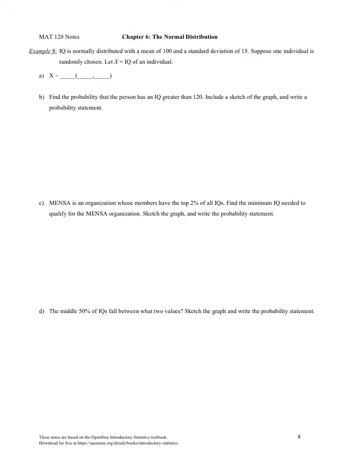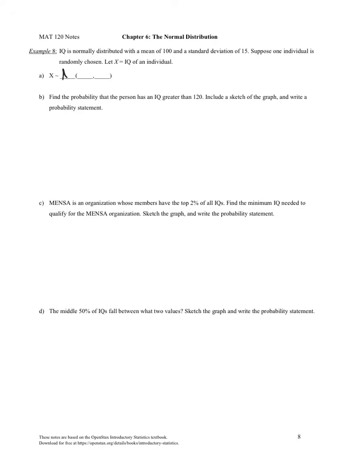Welcome to the second video of section 6.2, and we'll continue doing examples of our normal CDF. Let's take a look at example 8. IQ is normally distributed with a mean of 100, standard deviation of 15, and suppose one individual is randomly chosen. Let's go ahead and set up this normal distribution.